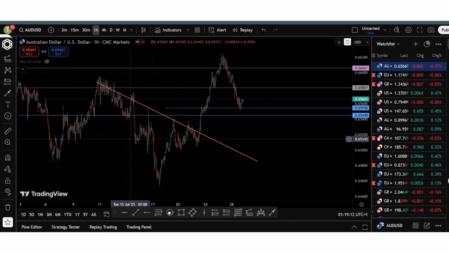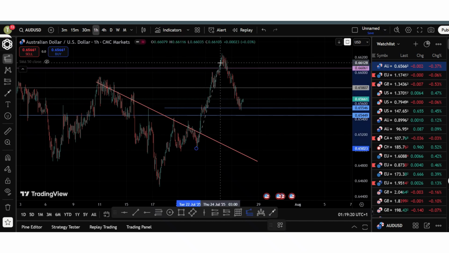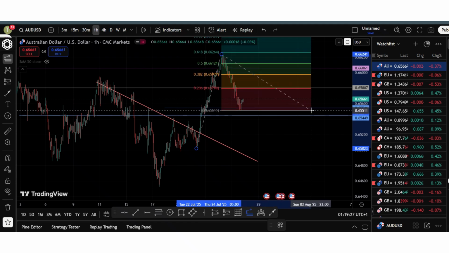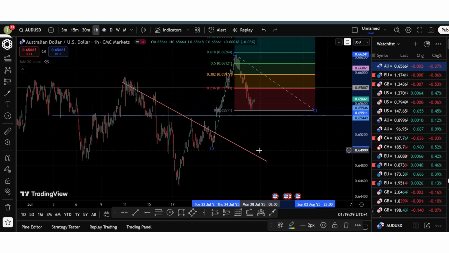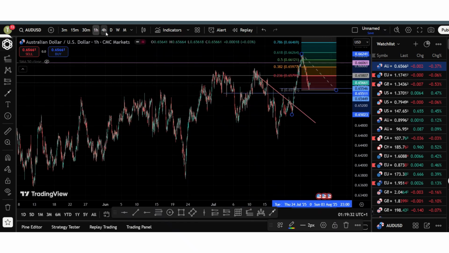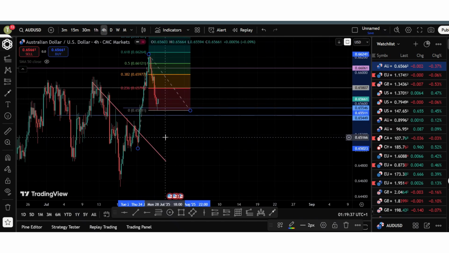Let's draw our Fibonacci level. This is a Fib extension. If you draw a Fib extension from here, hit it over here and drop it over here, what can we notice? We need to know where our ultimate target is.